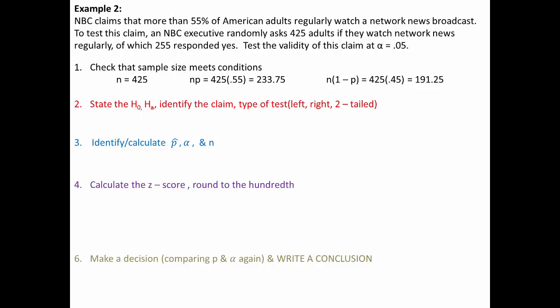Okay, next. Which one's the claim? Okay, so the claim is more than 55%. What does that mean? Is that H sub 0 or H sub A? That's H sub A, and if you still don't know that, you're behind because that's how all the other ones worked. And because that's the claim, that's a right-tailed test.